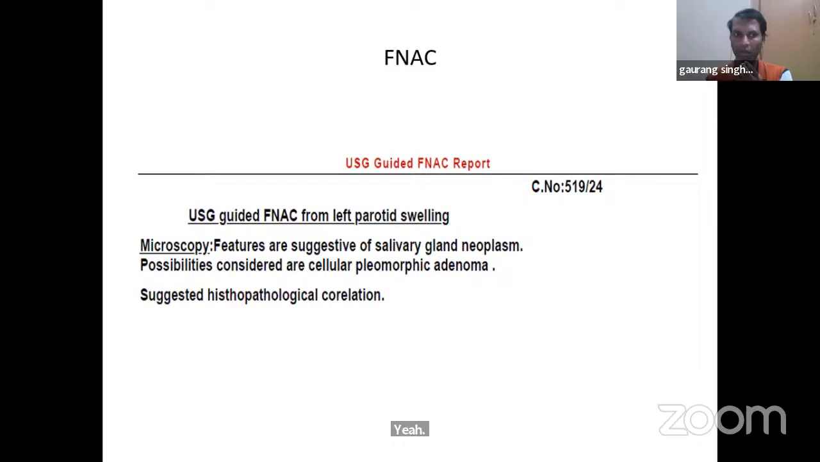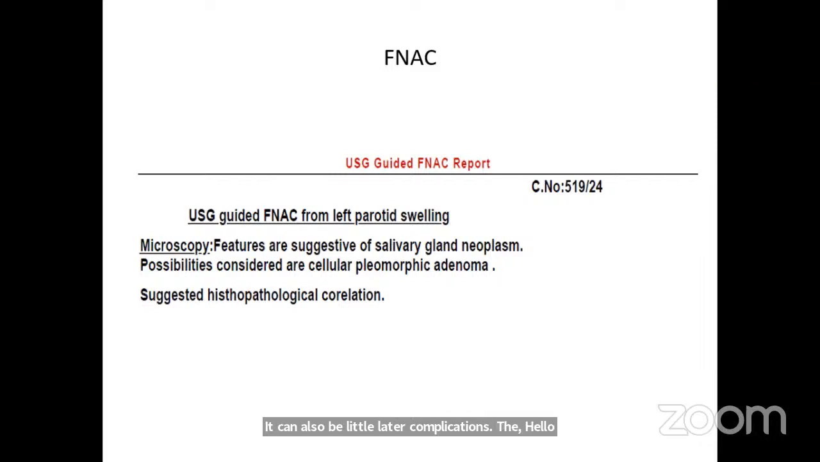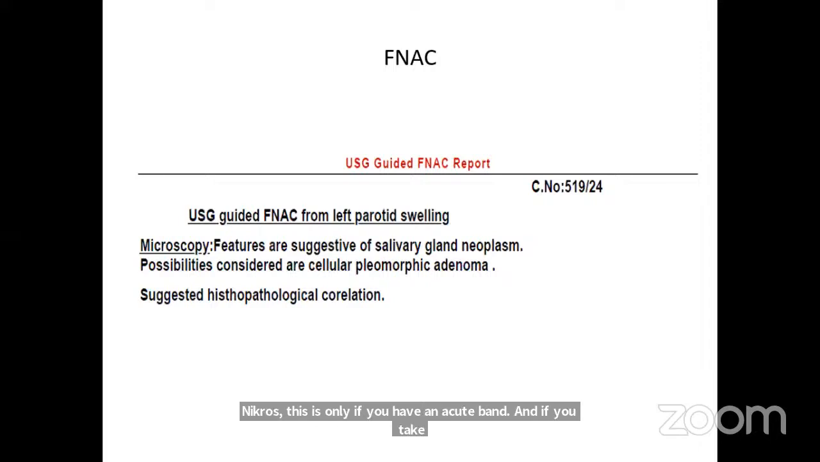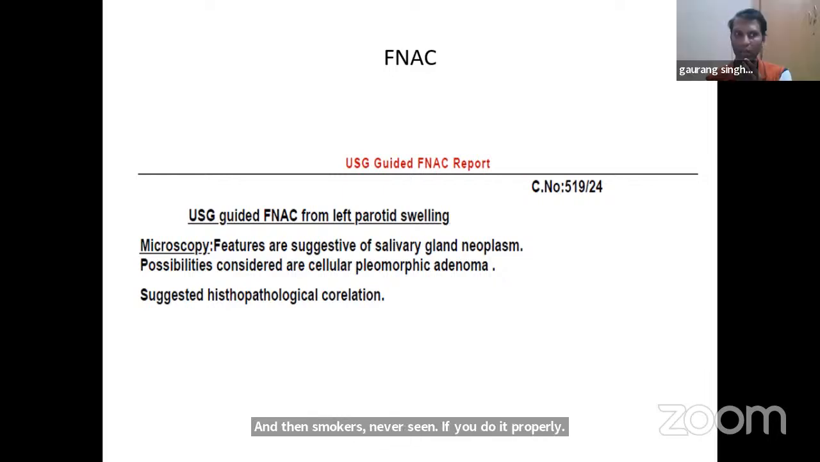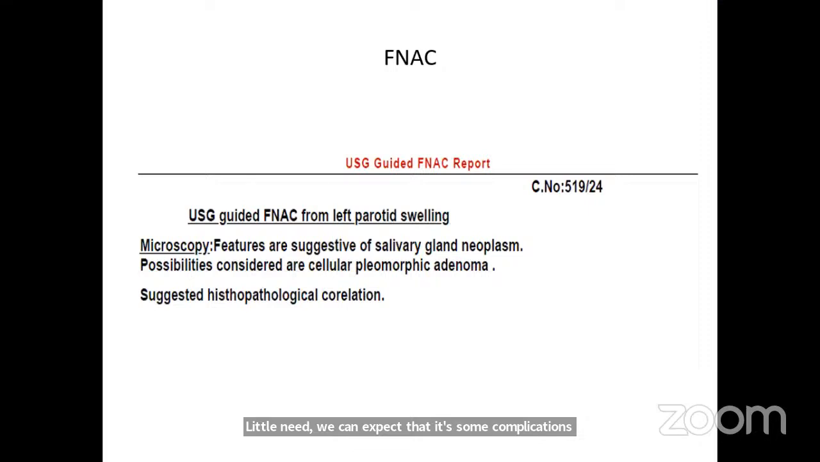Then a little later, complications can come, like infection. Then flap edge necrosis. Flap edge necrosis happens only if you have an acute bend, if you take it over the bony prominence of the mastoid, and in smokers. Never seen it if you do it properly. Yeah, okay. A little late, we can expect complications like sialocele and salivary fistula.